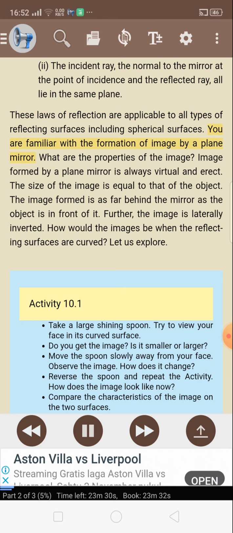You are familiar with the formation of image by a plane mirror. What are the properties of the image? Image formed by a plane mirror is always virtual and erect. The size of the image is equal to that of the object. The image formed is as far behind the mirror as the object is in front of it. Further, the image is laterally inverted. How would the images be when the reflecting surfaces are curved?